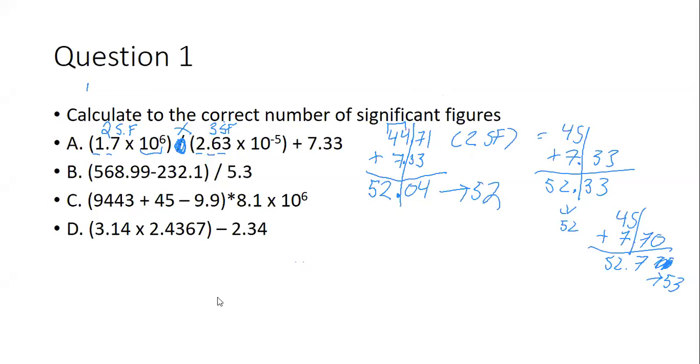How did you get 52 again? You take 44.71, which is the answer from multiplying these two parentheses. You add that to 7.33, which I have written down. You get 52.04. You have a number that's only 2 sig figs, so nothing after the decimal. So your answer should have nothing after the decimal. Your answer is 52.